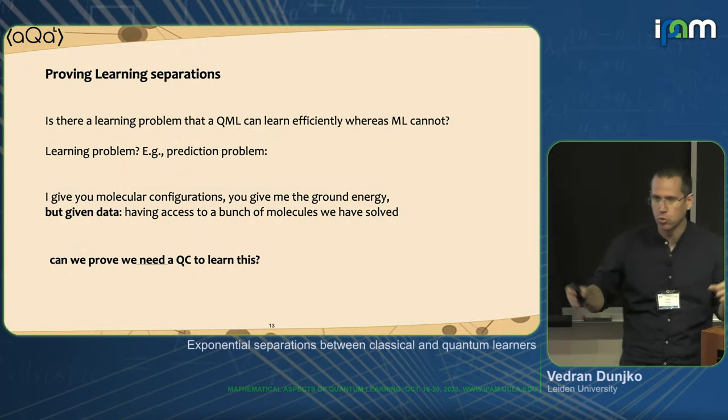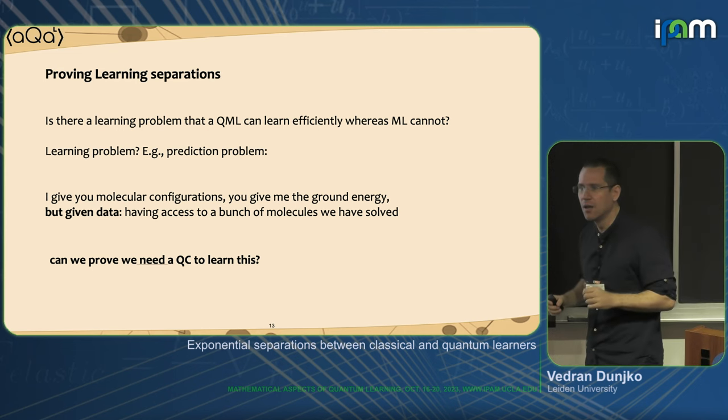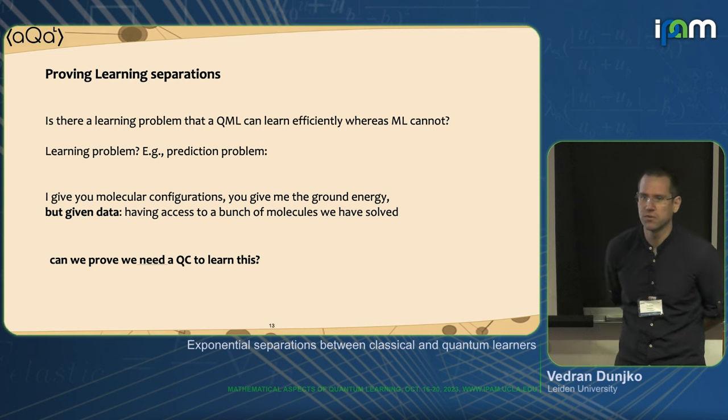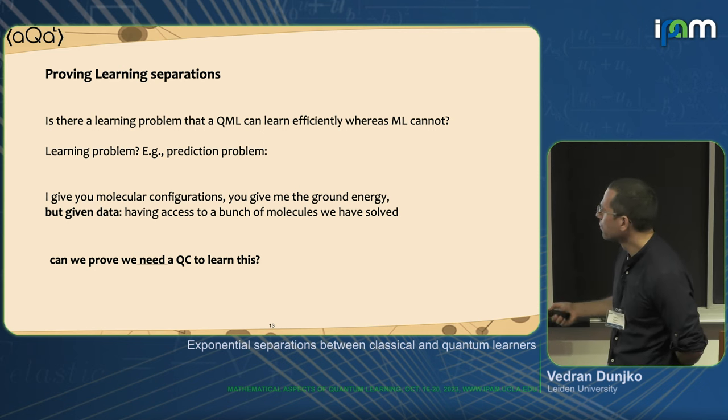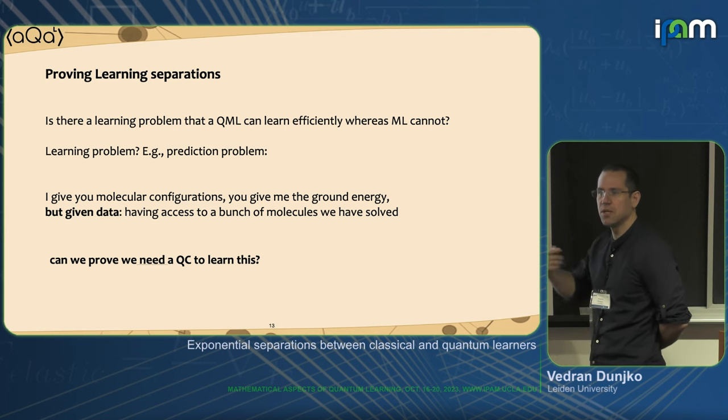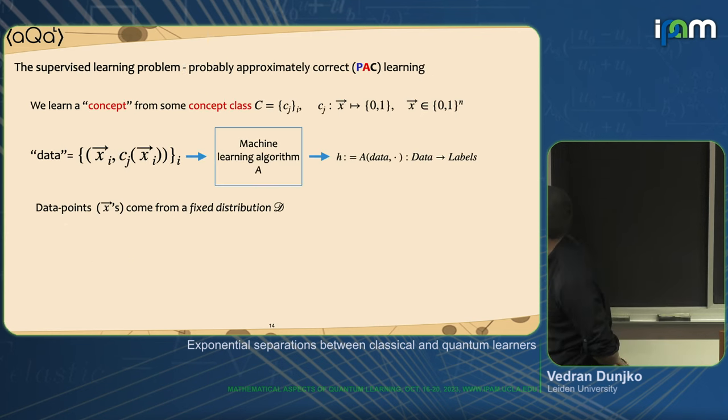You might want to predict superconductivity properties, high TC. So you have a database of, I don't know, 10,000 materials that we've studied, right? And you use that. So can we prove that quantum computers are necessary to be able to solve such problems even in the presence of data?